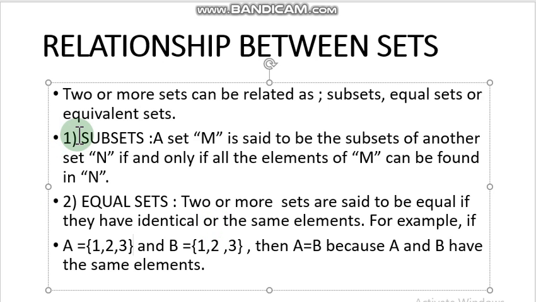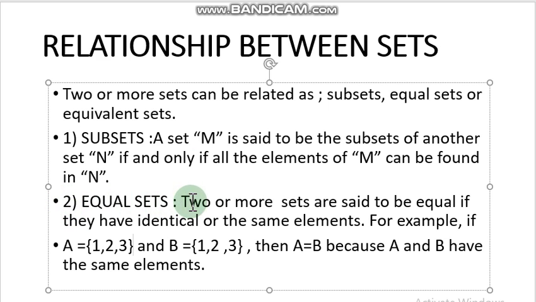Now let's look at the first one, subsets. A set M is said to be the subset of another set N if and only if all the elements of M can be found in the set N. So a set is a subset of another set if all the elements of that set can be found in the given set.